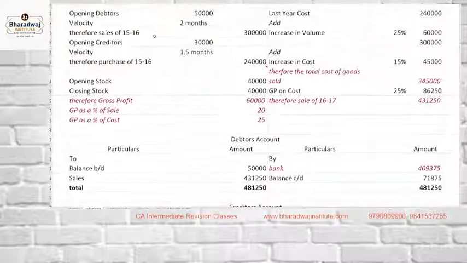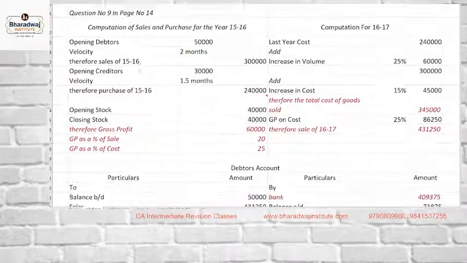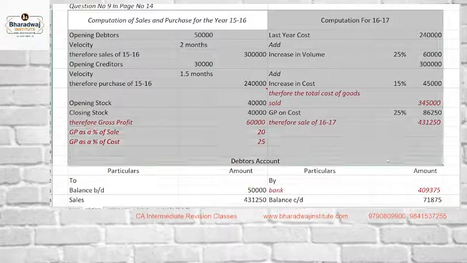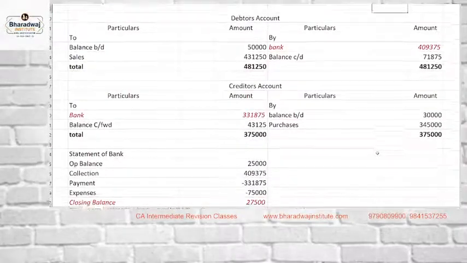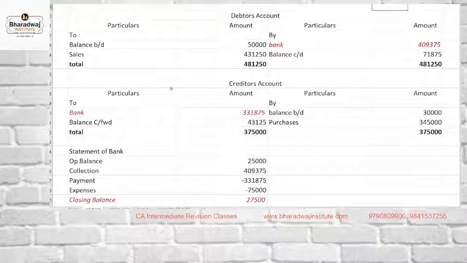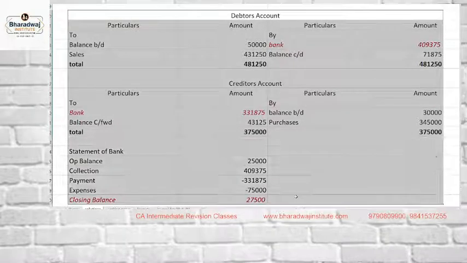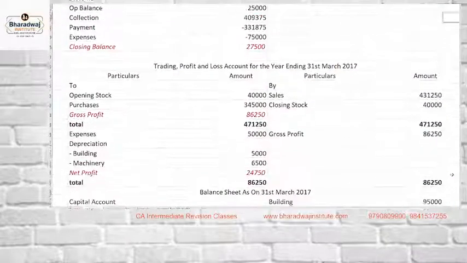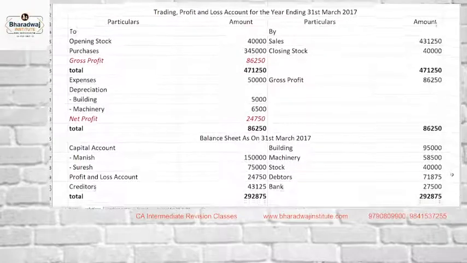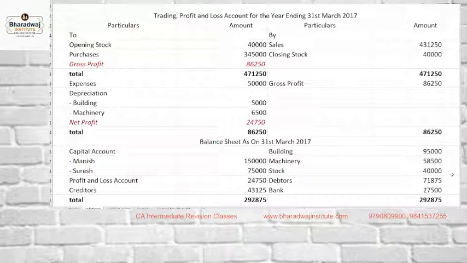Once again I show it. It's a homework problem to be solved at home. This part you take a screenshot, or you can pause and check the answer. This is your debtors account, creditors account and your bank statement. Pause and check the answer. Trading P&L account and balance sheet. You can pause and check the answer.